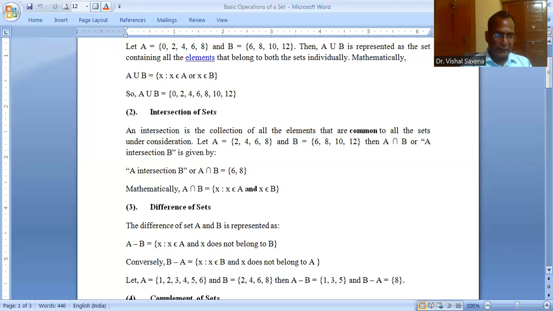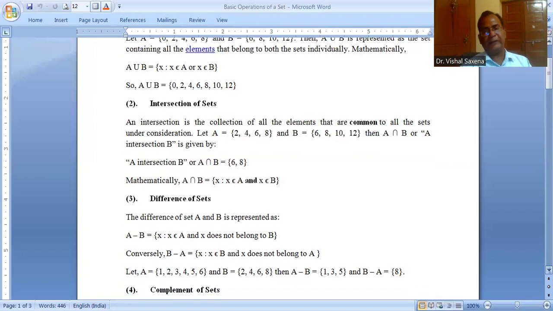While B minus A is given by the set of those elements of B which are not in A. We observe that in the set B, 2 is a common element, 4 is a common element, 6 is a common element, only 8 is in the set B but does not lie in the set A. So B minus A is given by only 8. It is a set of only the element 8.